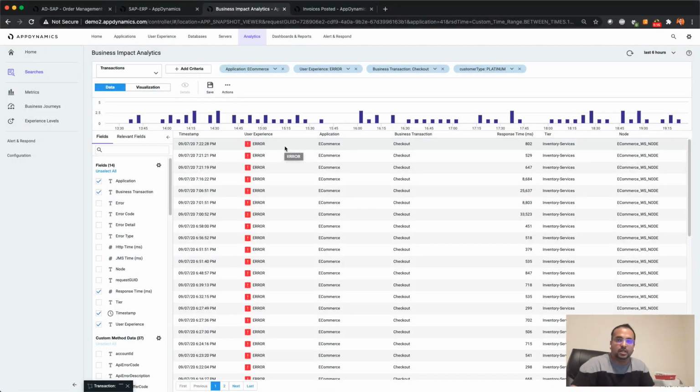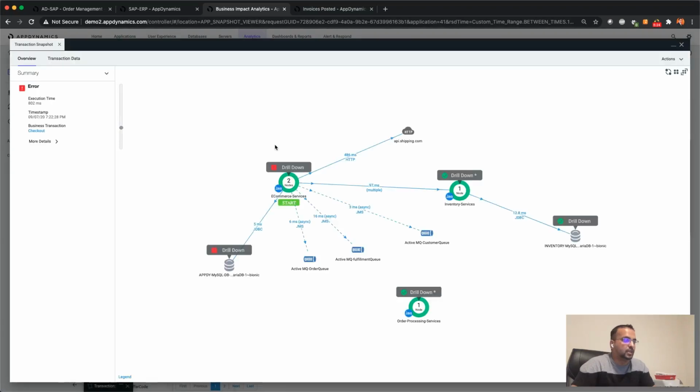Now, let us take a look at what is happening in one of these transactions which is erroring out. Choosing one of these transactions and drilling down helps us identify that there are a few issues happening in the e-commerce services, which is then connected to the database. Let's drill down into that particular service.